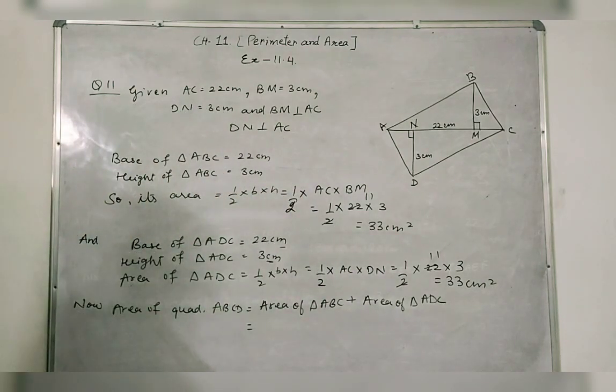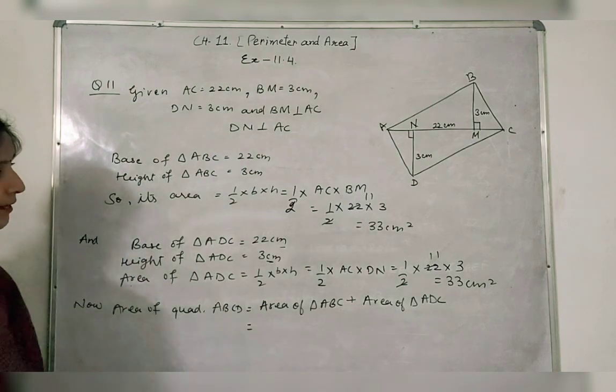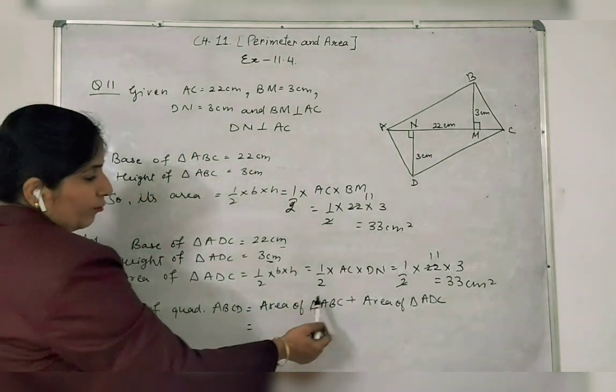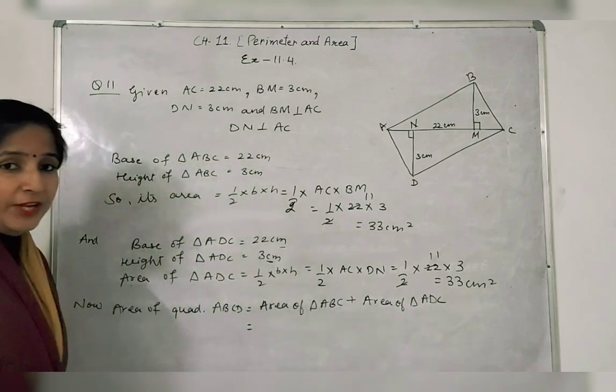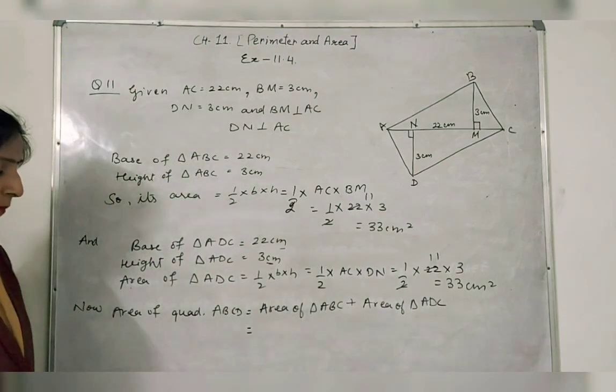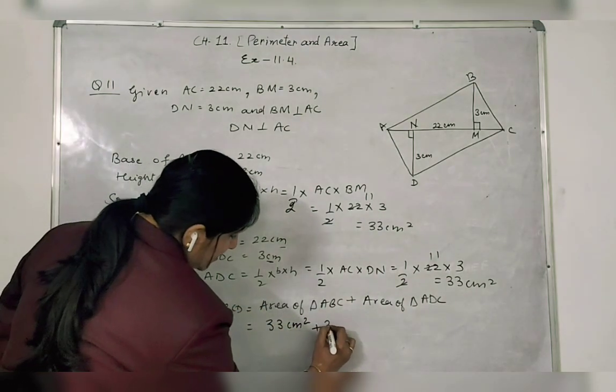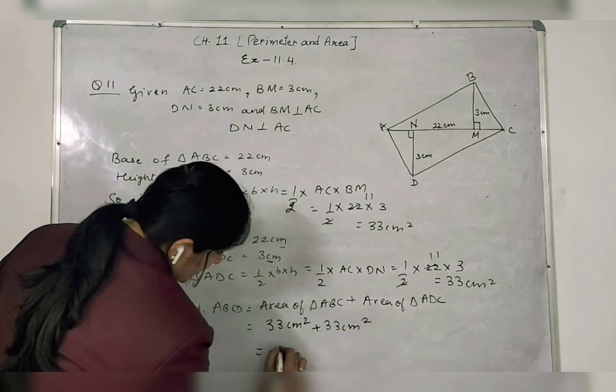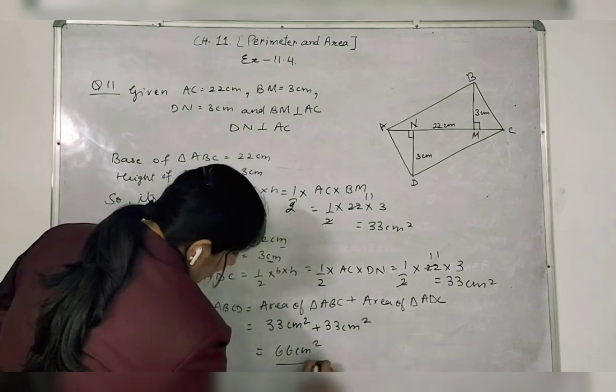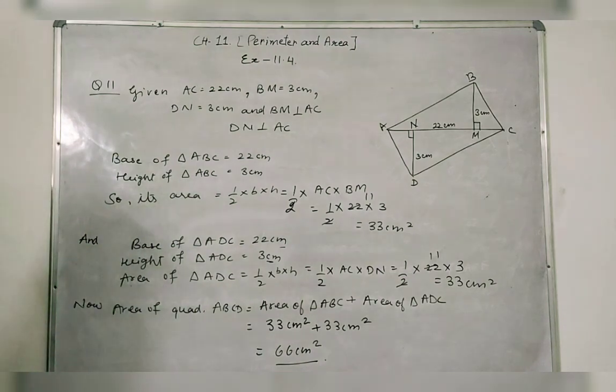Now it is time to calculate the area of quadrilateral ABCD. After adding the areas of both the triangles, we can reach the area of the quadrilateral ABCD. Adding these two areas, 33 centimeter square plus 33 centimeter square, the answer is 66 centimeter square. So this is the required result, that is the area of the quadrilateral ABCD. That's all about exercise 11.4, and in this way our chapter is also finished.